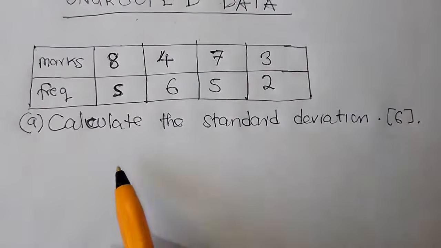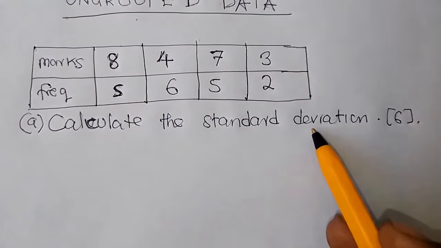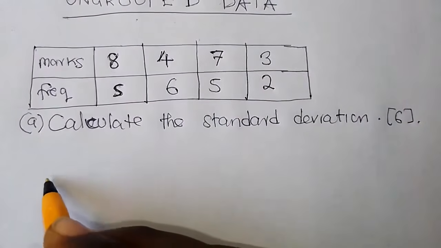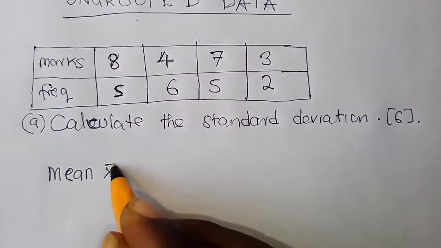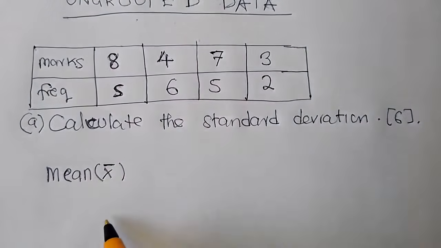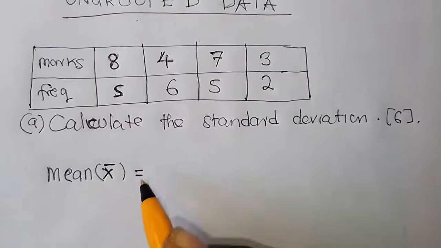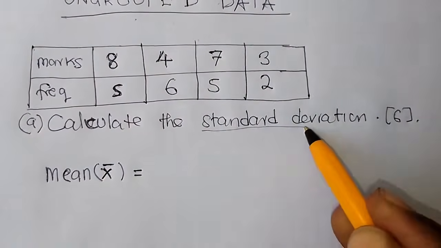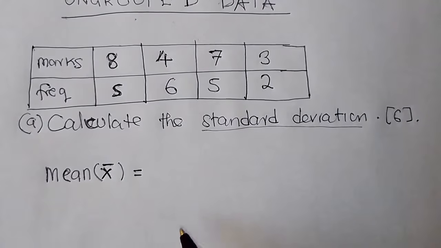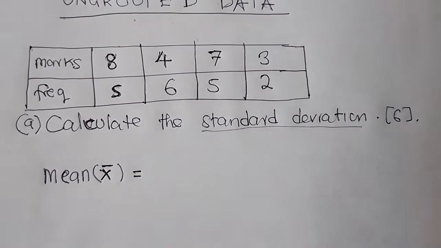The first thing you need to do, since we are answering standard deviation: Step number 1 is to find the mean, which is represented by bar x. So bar x represents the mean. These are the steps. Step 1 is to find the mean for standard deviation, which is carrying 6 marks. I'm going to be as slow as I can so that we understand this properly.